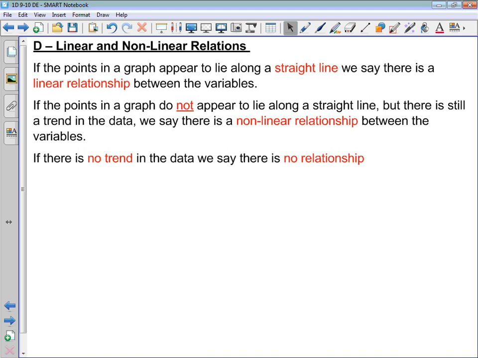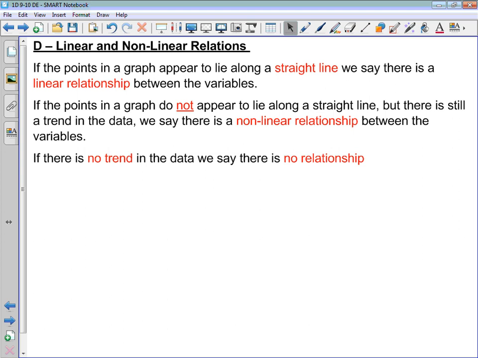Well, if the points in a graph appear to lie along a straight line, we say that there is a linear relationship between our two variables. If the points in a graph do not appear to lie along a straight line, but there is still a trend in the data, we say that there is a nonlinear relationship between the variables. And finally, if we don't see a trend, so if there's no pattern in these points that we've plotted in our graph, we say that there is no relationship. So linear relationship, nonlinear relationship, and no relationship whatsoever.